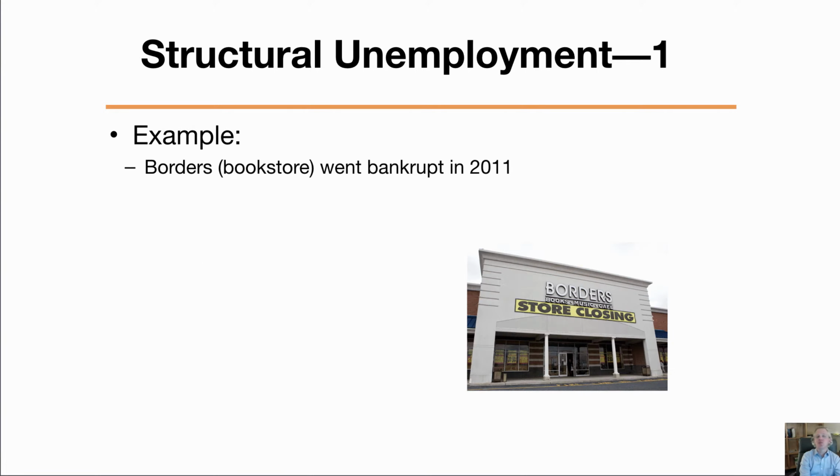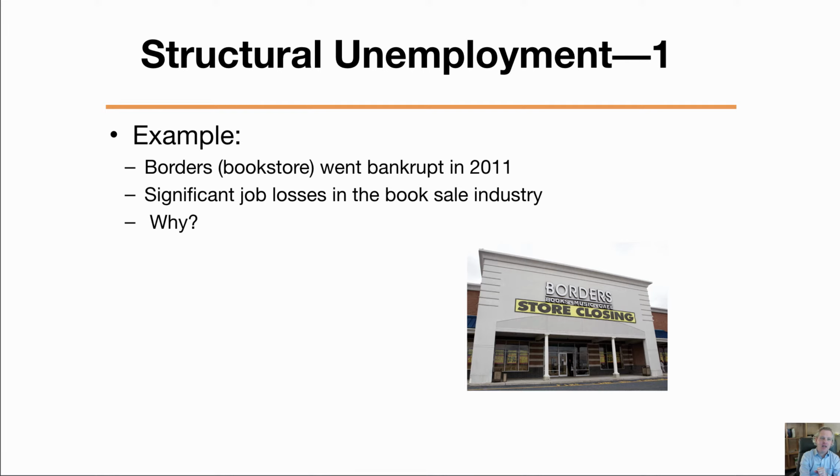An example would be Borders Bookstore, which went through bankruptcy in 2011. There were significant job losses in not just Borders, but in the entire book industry, in terms of retail stores and in terms of the publishing industry. And why is that? What's causing these bookstores to go out of business? Well, it's Amazon. Amazon has a business model that consumers seem to prefer. They have lower overhead. They don't have to have these storefronts with lots and lots of retail workers. And so Borders going out of business caused unemployment of those employees.